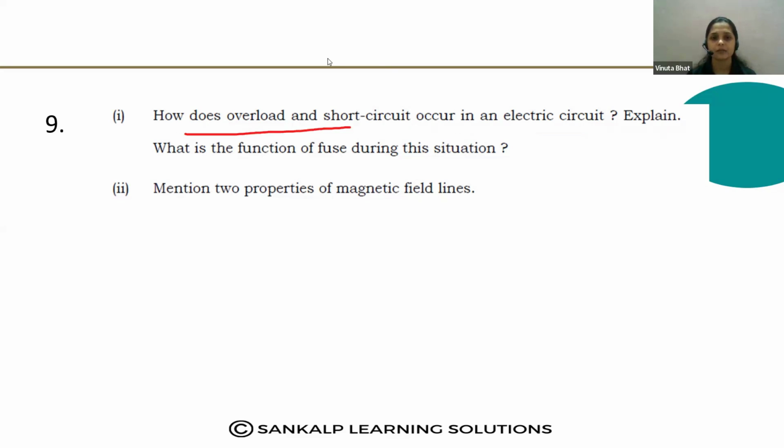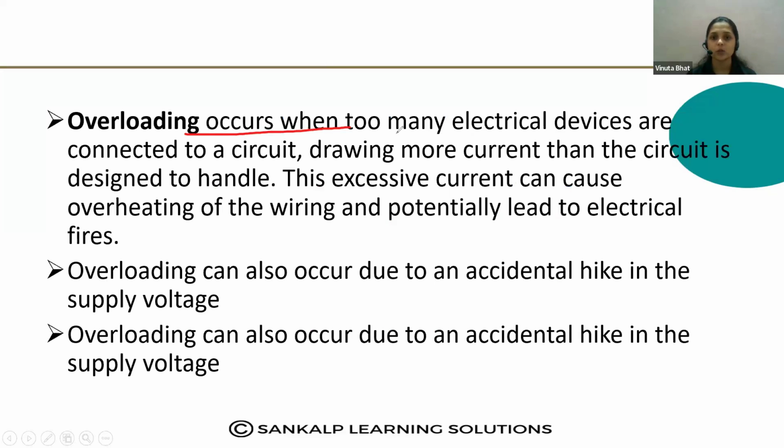First, overloading occurs when too many electrical devices are connected to a circuit, drawing more current than the circuit is designed to handle. When many devices are connected in a single circuit, the circuit is not able to handle that much current. This excessive current can cause overloading of the wiring and potentially lead to electrical fires.